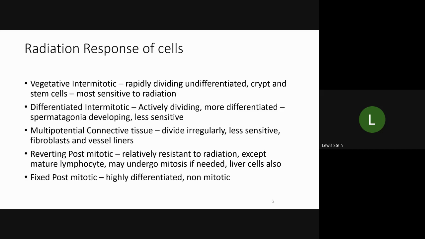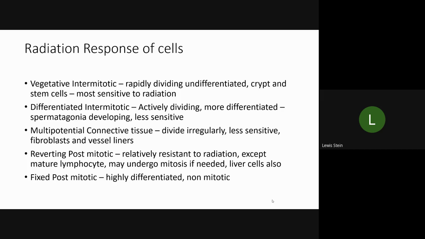And then the connective tissue. Connective tissues have a certain amount of protection because they're denser. It's harder for things to get through, and they don't divide continuously. So fibroblasts, which can change and make more fibrous tissue, cartilage tissue, or bone tissue, are like that, as are the linings inside of blood vessels.